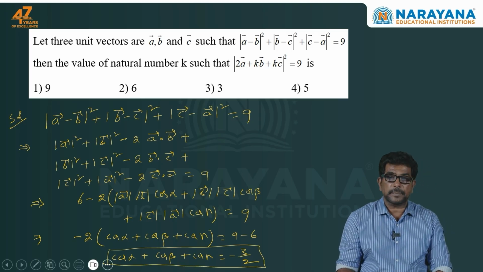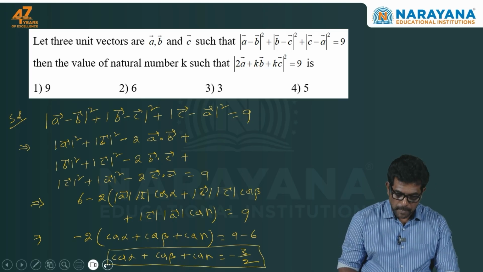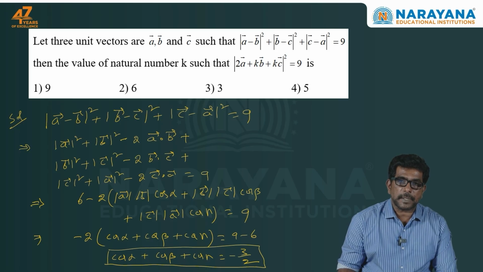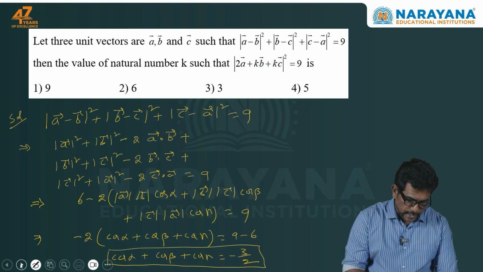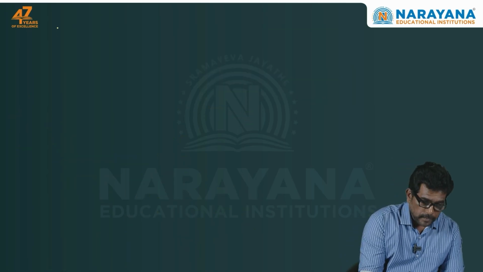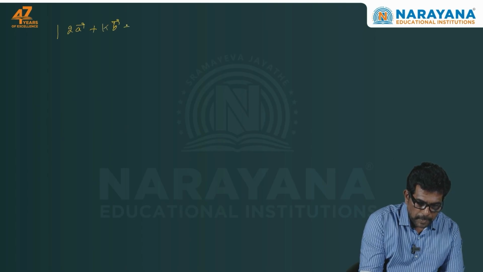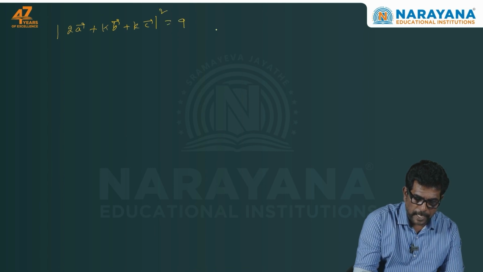Cos alpha plus cos beta plus cos gamma is equal to minus 3 by 2. Now what they are asking: mod of 2a bar plus kb bar plus kc bar, whole square, is equal to 9. Then the value of k is asked. That is, mod of 2a bar plus kb bar plus kc bar, whole square, is equal to 9 is given.